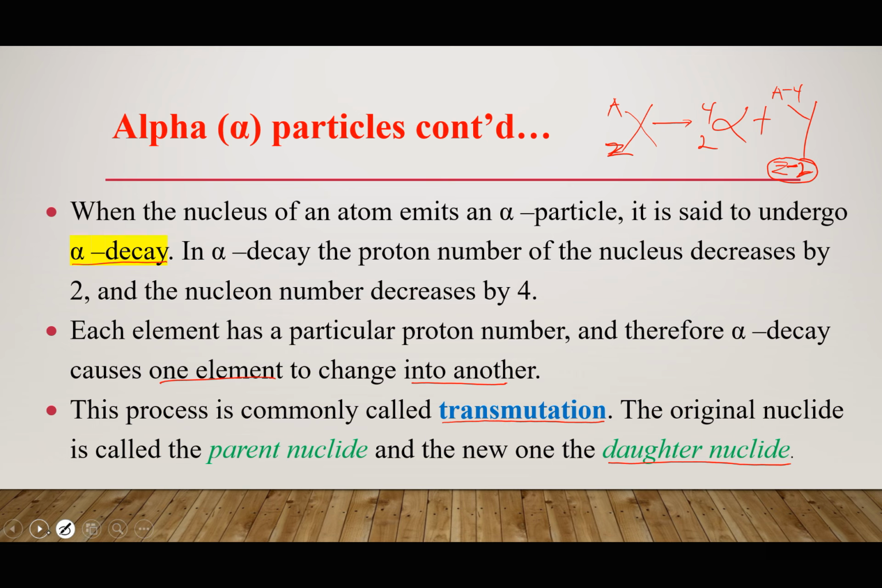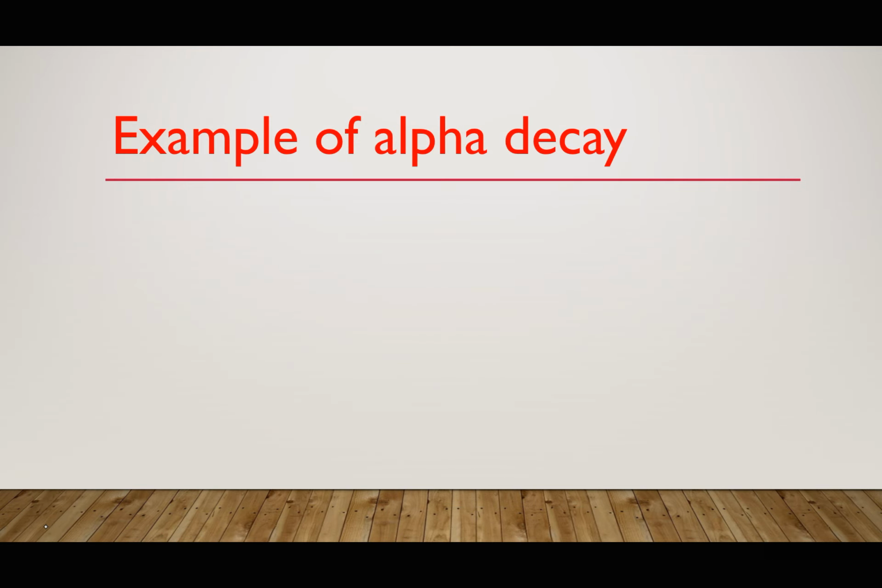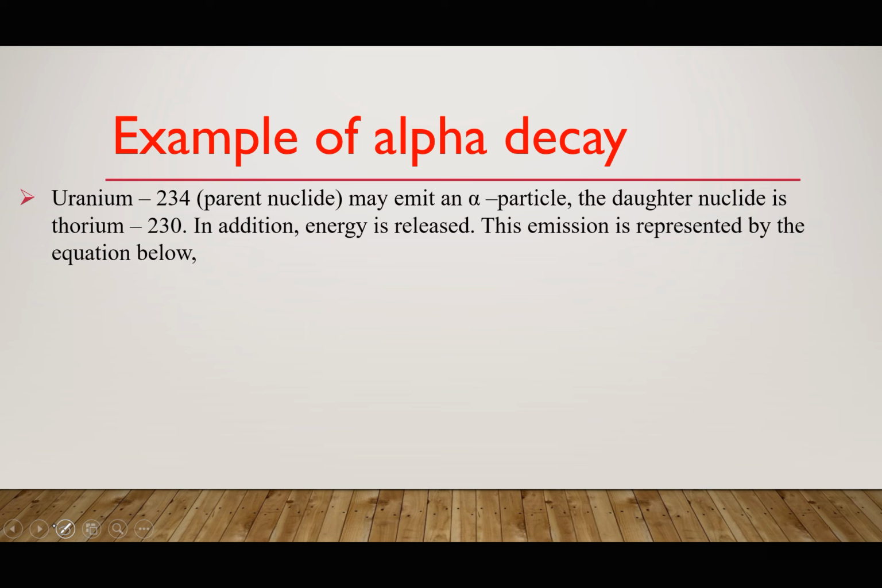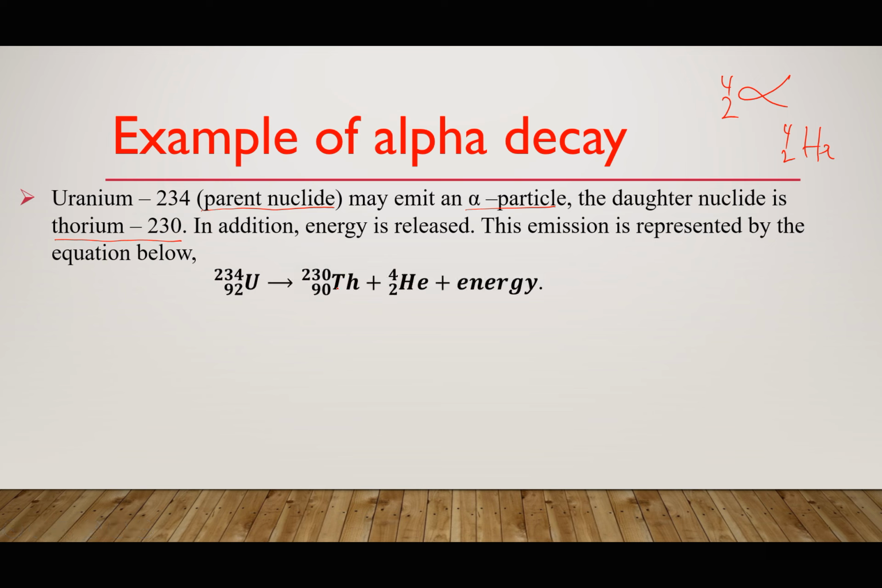A simple example of an alpha decay is the one I've demonstrated here with uranium. Uranium-234 acts as the parent nuclide and may emit an alpha particle. Remember, alpha is 4-2, or you can write it as He-4-2. The daughter nuclide is thorium-230. In addition, energy is released, because energy always accompanies such reactions. This emission is represented by the equation: uranium-234-92 decaying to give thorium-230-90 plus helium plus energy.